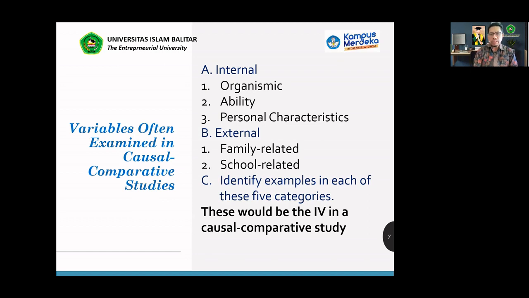Okay. So these would be the independent variables in a causal comparative study. So you can see now the sources of the independent variables, like the internal variables and the external variables. The internal variables are the organismic things, ability, personal characteristics, and the external variables are family related, school related, or community related. Okay. In detail, we will discuss it in our group discussion. Okay.